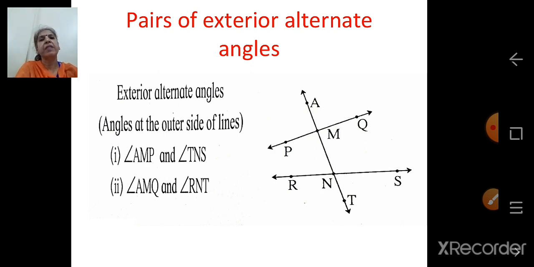Always remember, whenever we generally use the word alternate angles, it means we are referring to a pair of interior alternate angles. Usually exterior alternate angles we don't use. Interior is usually meant when we talk about alternate angles, and they form the letter Z. They are in opposite direction and inside the given lines. Okay.